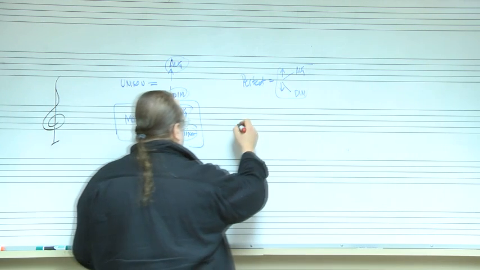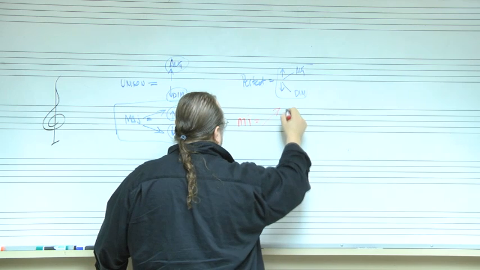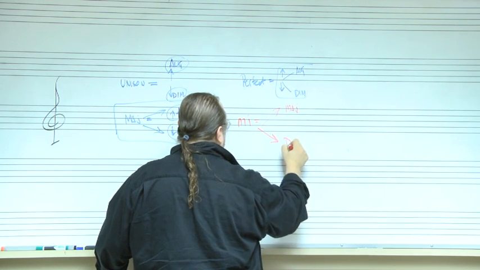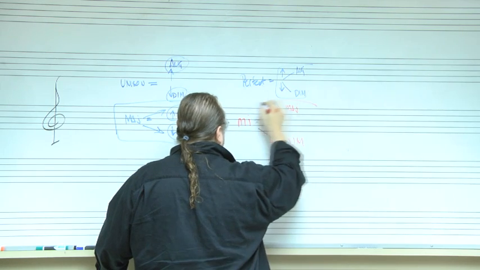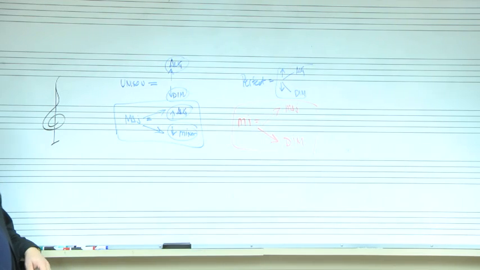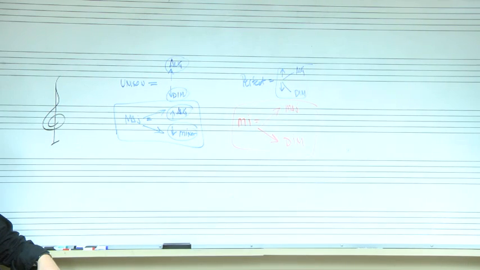Now, minor intervals, up always become major. Down always become diminished. Diminished is that little circle thing? Yeah. I always like to write DIM. It doesn't make a difference. Different schools and different states and different parts of the country use different notations, but everybody understands DIM.